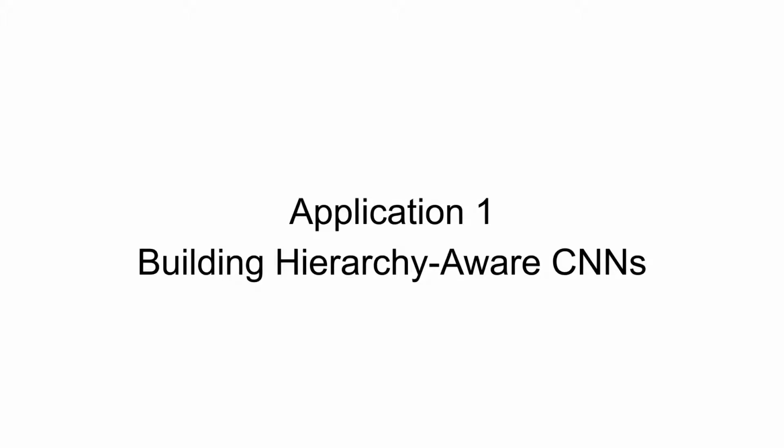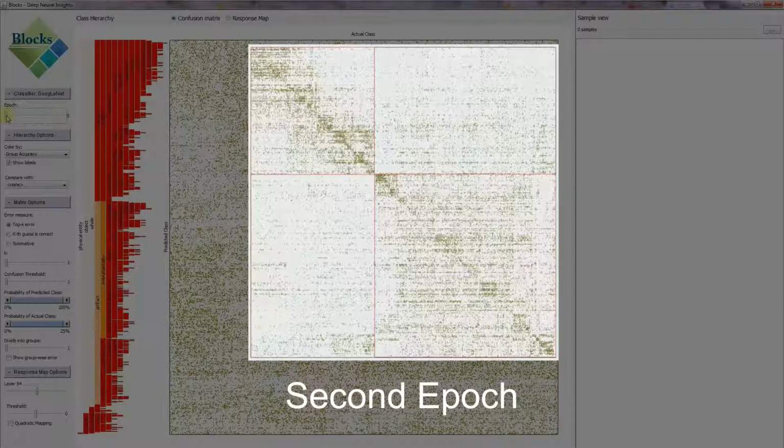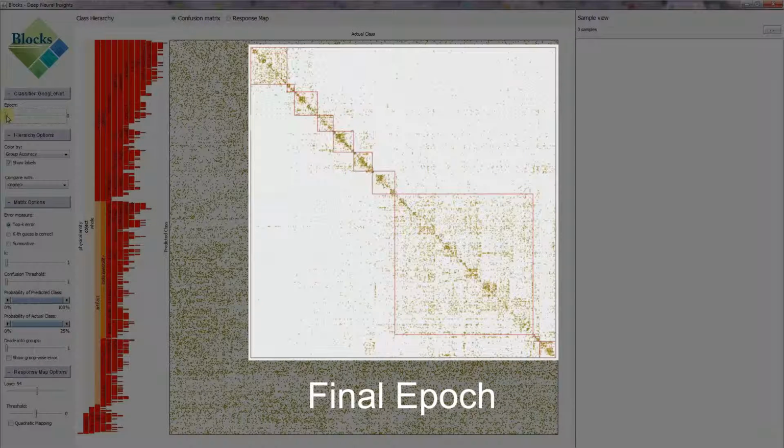Now we will illustrate how we can improve the performance of CNNs based on the insights that we gain from using BLOX. Let us observe how the error structure evolved during the training. Initially, the model is random, resulting in a uniform distribution of the values in the confusion matrix. In the second epoch, the separation between high-level groups improves and subgroups within them emerge. In the final epoch, the CNN makes fewer overall confusions that are generally limited to narrow groups.